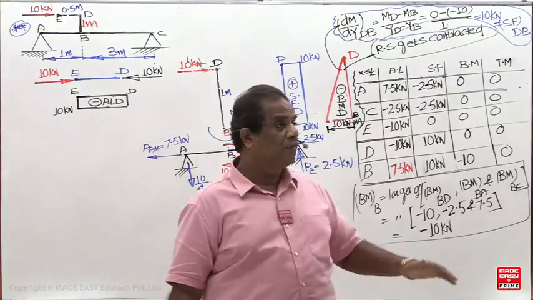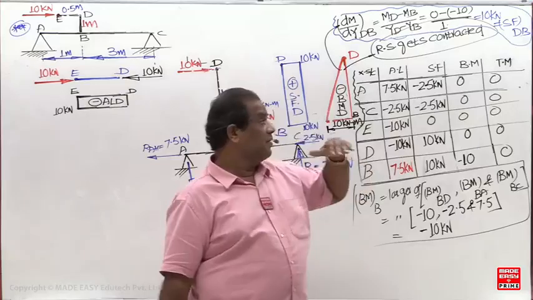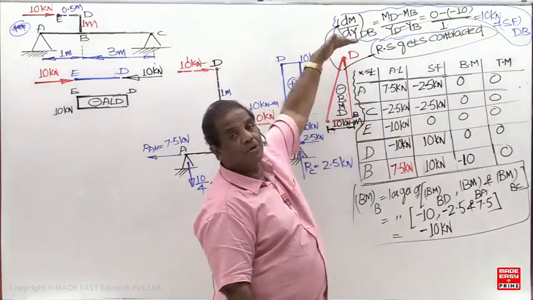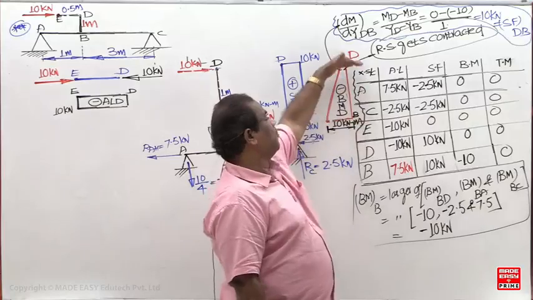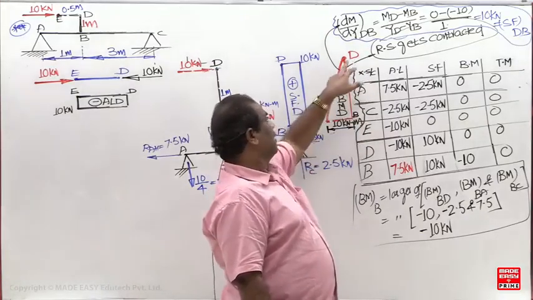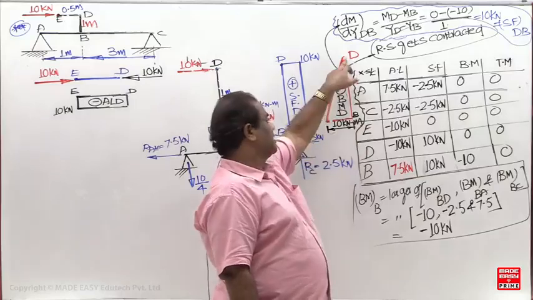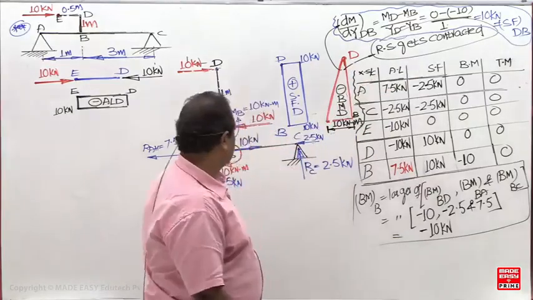And always you have to go for what? When it is a horizontal member, you have to go from left to right. For a vertical member, you have to go from bottom to top, because the y coordinate is positive upward. So this is the upper limit and the lower limit. So MD minus MB. MD is 0. MB is minus 10. Minus of minus will become plus 10.